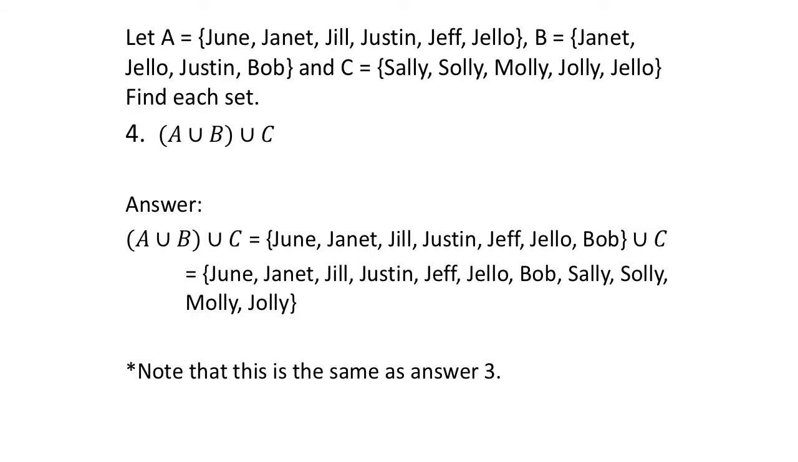Number 4. What if we do A union B first, and then union C? Well, A union B, that's June, Janet, Jill, Justin, Jeff, Jello, and remember Bob was the only extra. Union that with C, now we put in the Sally, Solly, Molly, Jolly, and we already have Jello. Notice that's the same as example 3, where we did A union, and then the parentheses were around B union C. When we're unioning 3 different sets, the order doesn't matter. We're just using all 3 sets.